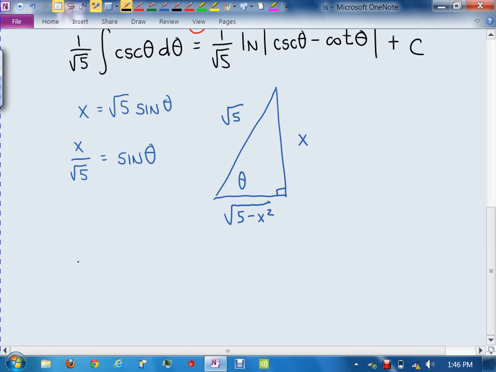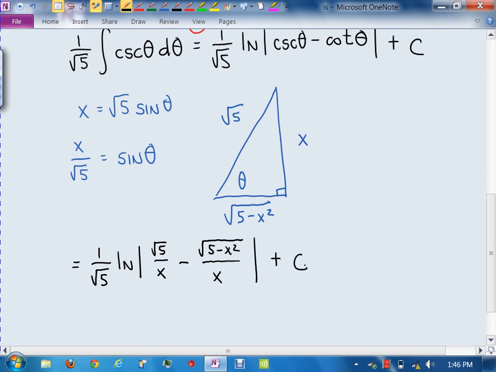So our answer equals 1 over root 5 natural log of cosecant theta, which is root 5 over x, minus cotangent, which is the reciprocal of tangent, which is adjacent over opposite, root of 5 minus x squared over x. Bam, plus c. Those two fractions have the same denominator, don't they? So I could put them together if I wanted to.